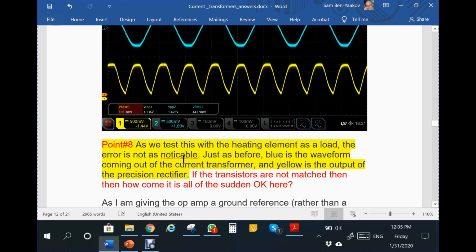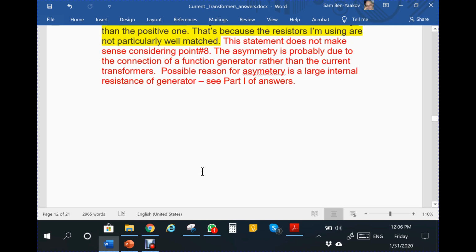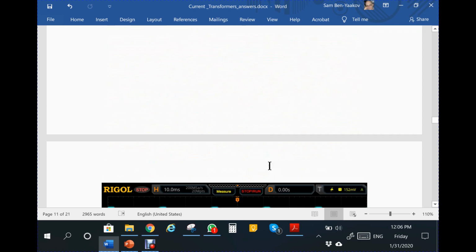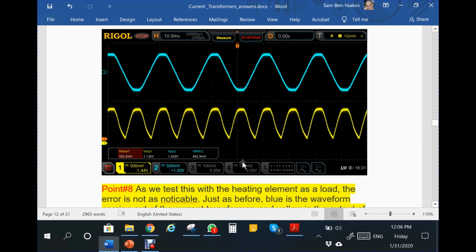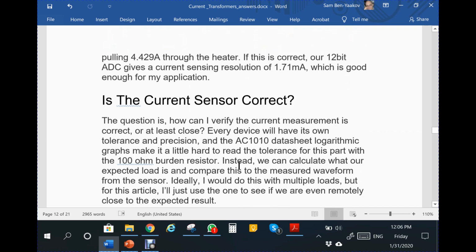Well, it is not noticeable for a reason, and it doesn't say why. And I think again, the mismatch of resistors does not explain this, because here we have it, and with the same resistors, we don't have it. So this is point 8. So let's move now to point 9.